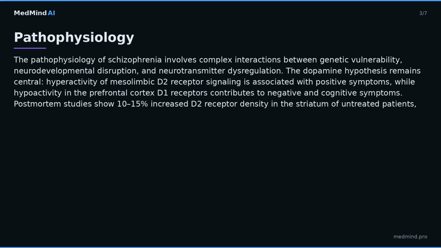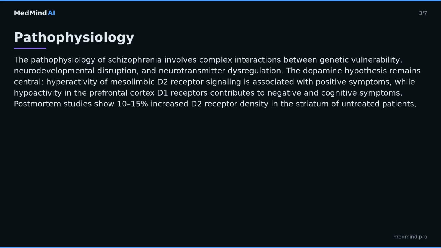Pathophysiology. The pathophysiology of schizophrenia involves complex interactions between genetic vulnerability, neurodevelopmental disruption, and neurotransmitter dysregulation. The dopamine hypothesis remains central. Hyperactivity of mesolimbic D2 receptor signaling is associated with positive symptoms, while hypoactivity in the prefrontal cortex D1 receptors contributes to negative and cognitive symptoms.